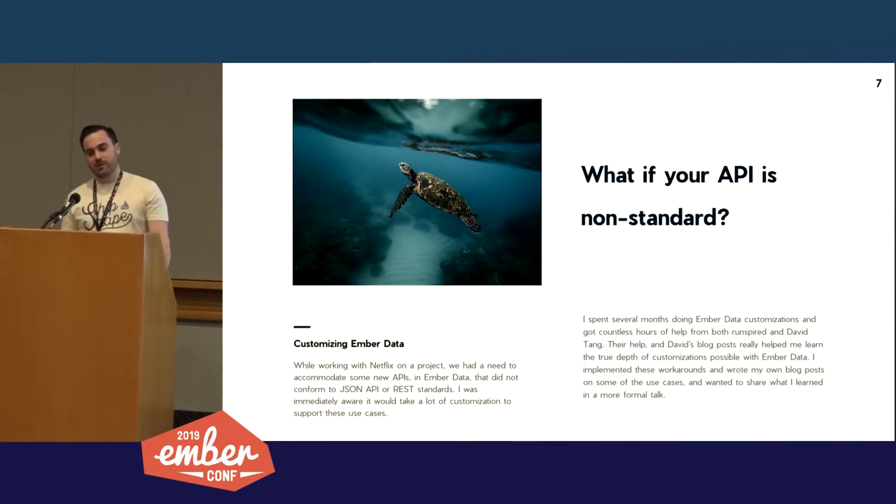So what if your API is non-standard? I had a need that sparked this talk at Netflix on the project I was working on. We had an old API that did use JSON API, and all the models and serializers were nicely conformed to that, but then the API was changing to a new API, and it didn't fit that box, but we still wanted to nicely use Ember Data with these new APIs, so we had to do customization to make it feel like it was the same interactions.